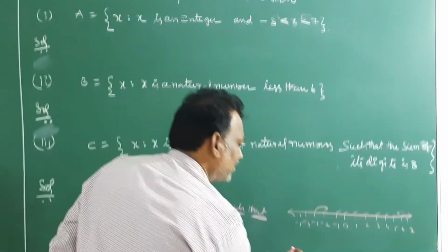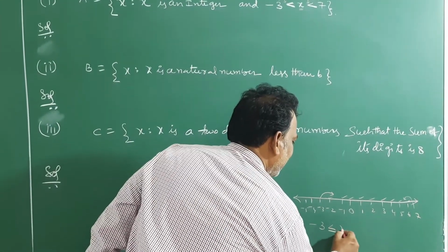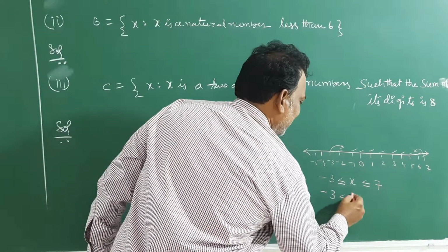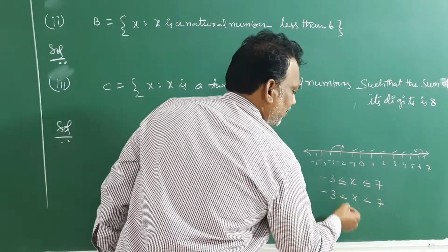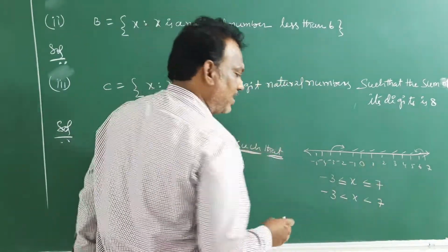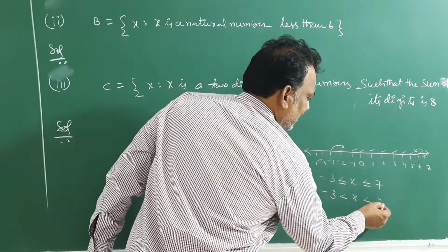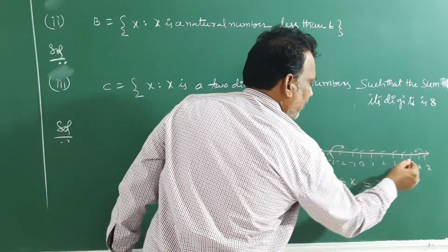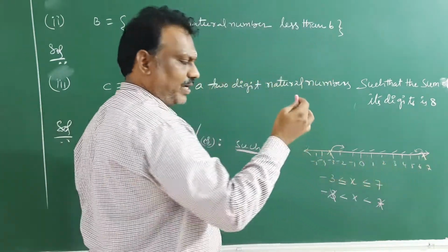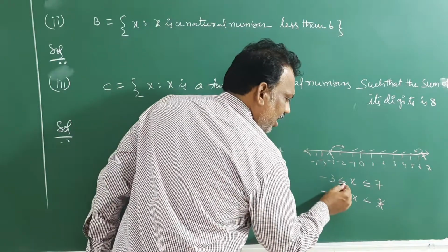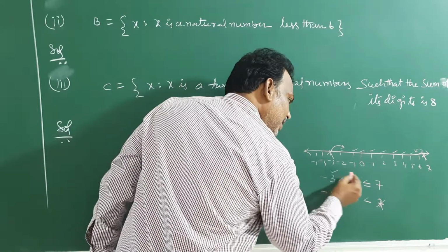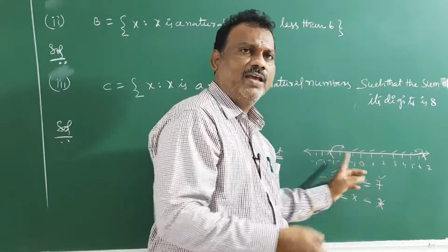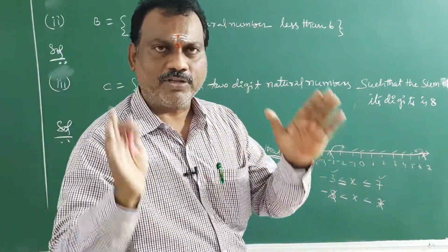Sometimes they will ask the question like this: minus 3 less than or equal to X less than or equal to 7. In this question is given minus 3 less than X less than 7. What is main difference between these two? Very simple students, minus 3 less than X less than 7 means except these two numbers. You have to leave out these two numbers and take the remaining. When they are giving less than or equal to, should include these two also. That time minus 3 also included, 7 also included. So no confusion in that students.